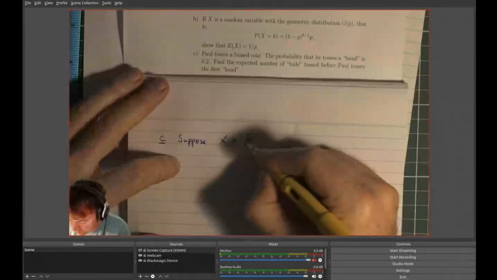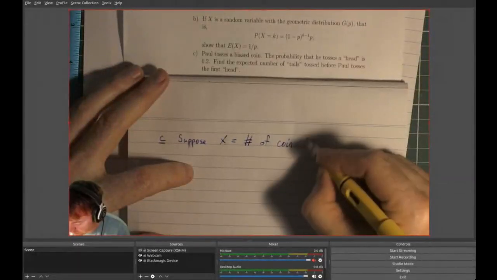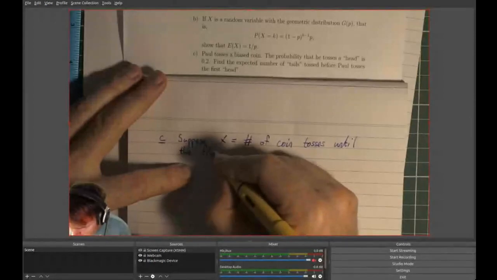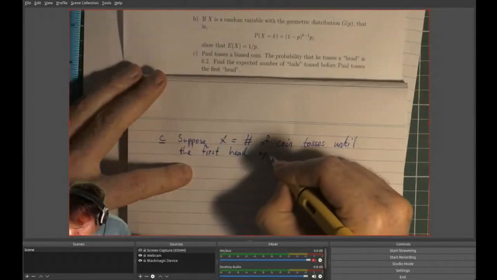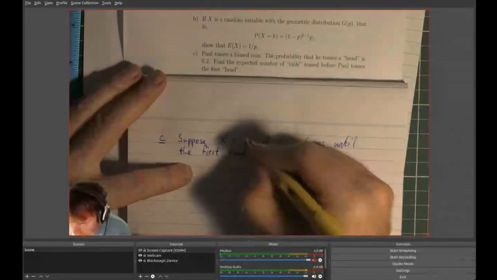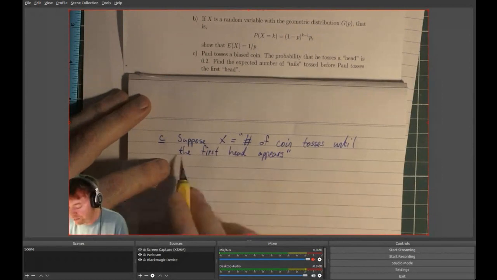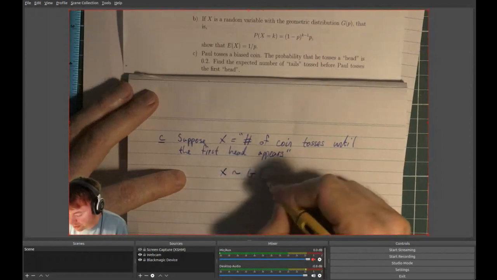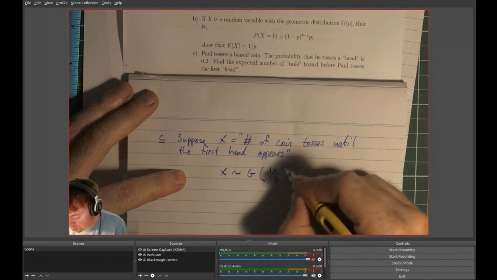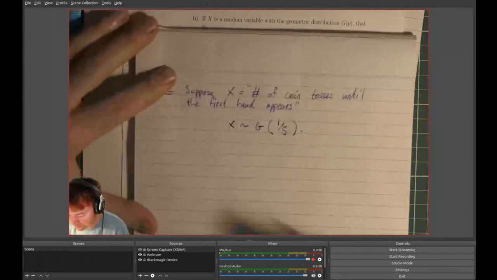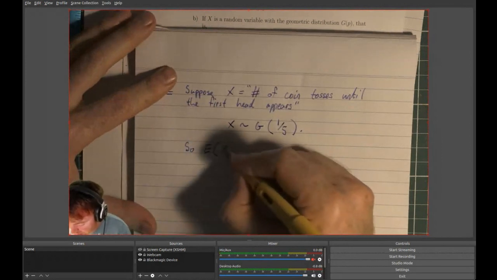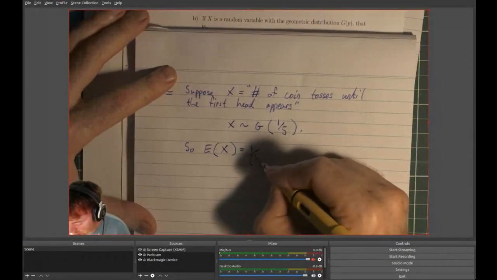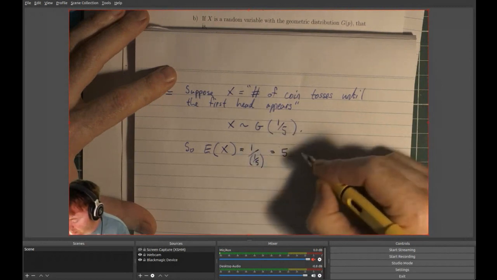So for part C, suppose X equals the number of coin tosses until the first head appears. X is the random variable, which is the number of coin tosses until the first head appears. Then our random variable X has the geometric distribution. The probability of success is 1/5 or 0.2. So the expected value of X is just going to be equal to 1 over 1/5, which is equal to 5 by part A.